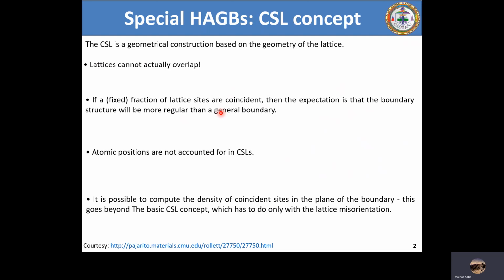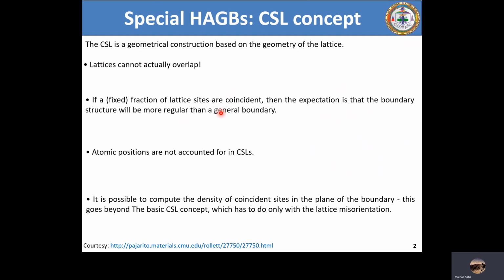Now, there is also another thing that has to be associated. The reason behind why that happens is because the good atomic fit that the CSL model describes comes from the more regular arrangement of the lattice sites. In other words, in between the two lattice planes, there's a coincidence of the lattice sites, not the lattice planes. Rather, there's a coincidence of the lattice sites at regular intervals. Then that gives rise to the special high angle boundaries.